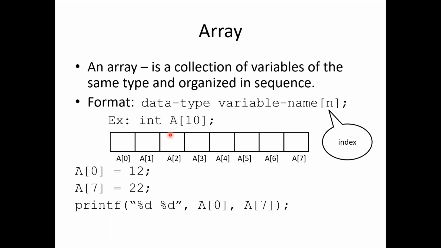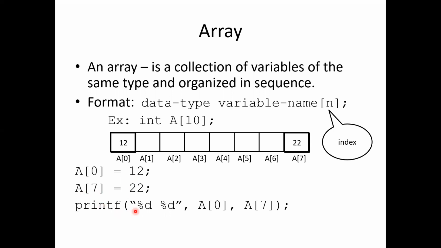Okay, and for example, in this variable with index 10, it starts with a index 0, 1, and so on until a index 9. Okay, and a index 10 is a null. It means that the array will terminate there. Now if you want to initialize the index, this is how to do it. It means that 12 here will be stored to the address of a index 0, and 22 here will be stored in the address of a index 7.